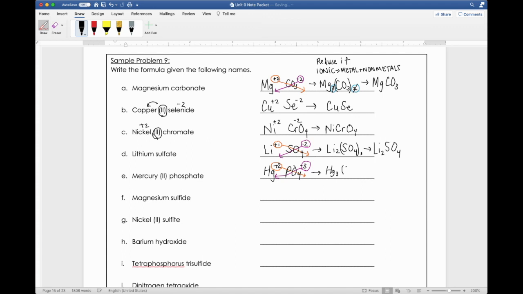And I do need parentheses here because I am going to have more than one phosphate group. This 4 has to stay. This whole group is a phosphate. Without that 4, it is no longer phosphate, so you need that. And there are 2 overall phosphate groups. So that's the formula for mercury 2-phosphate.